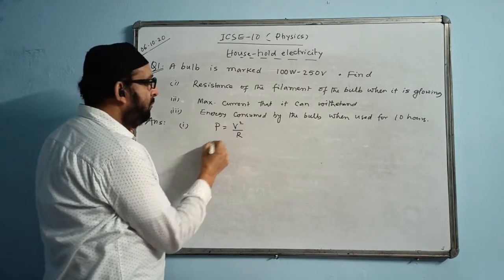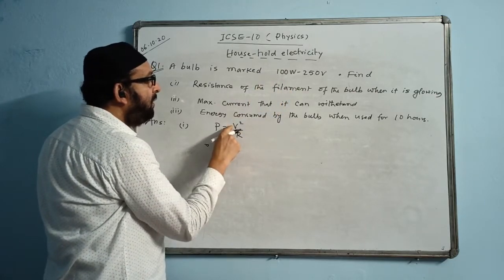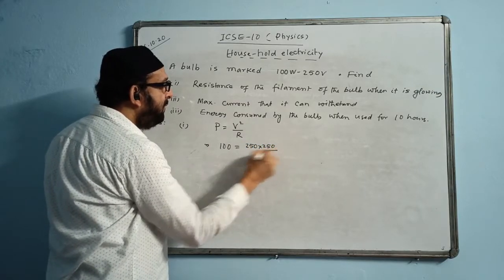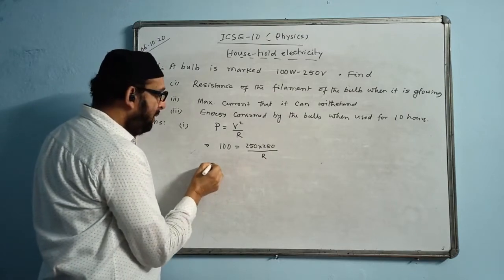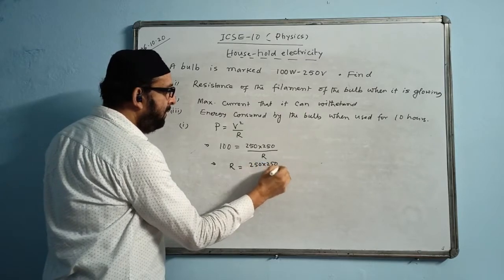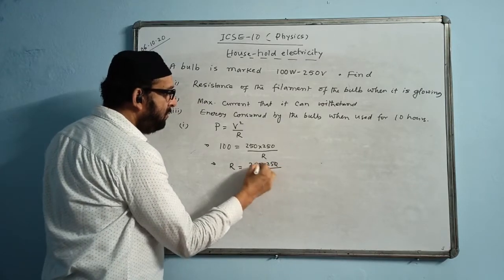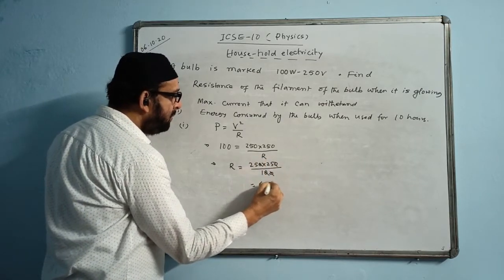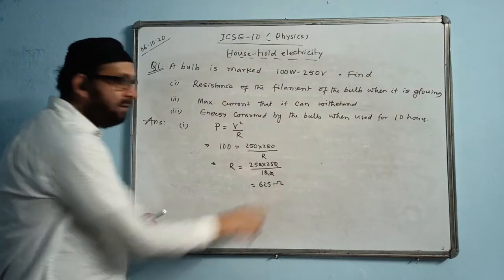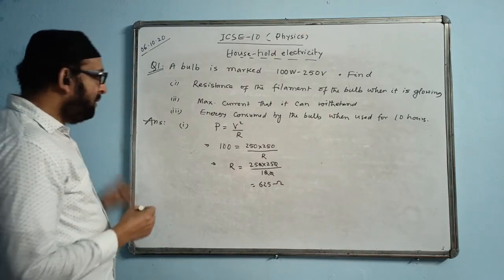Now I put the values. Power is given in the question. What is the value of power? 100 watt, right? Voltage is how much given? 250. So I will write 250 square, divided by R. Calculate the value of R. The value of R will become 250 into 250 divided by 100. Cancel 0, 0. 25 into 25, the answer will come 625 ohm. The unit of resistance is ohm. This kind of symbol is called omega, ohms. Okay, that is the first part answer.